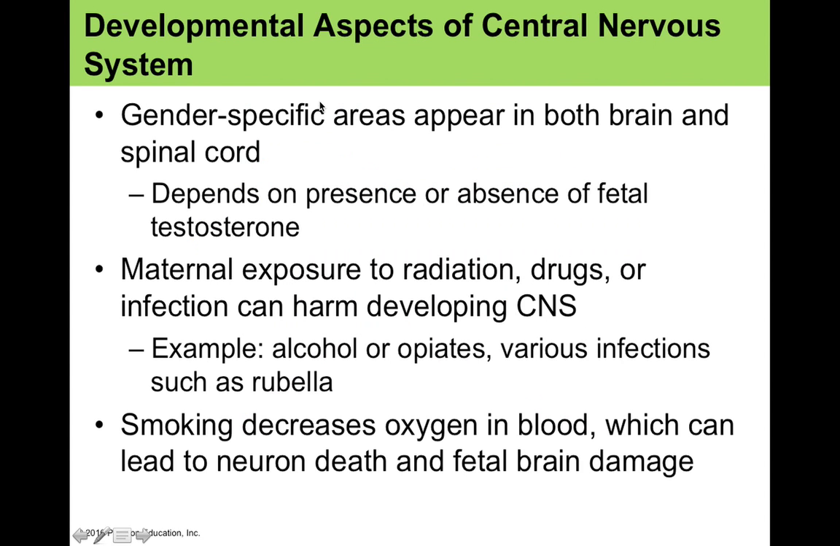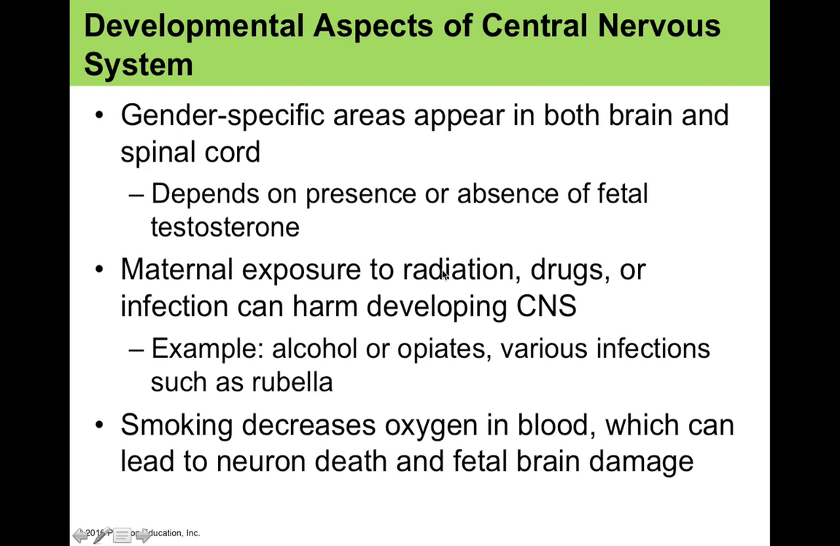Now, in terms of other developmental aspects of your central nervous system, we find that there are gender-specific areas that can appear in both the brain and spinal cord. Now, what's fascinating here is that the default biologically for males and females is actually to develop on the female pathway. And unless the fetus is exposed to testosterone, you'll find that these brain regions and other tissues of the body won't begin to differentiate into male-like features prenatally.